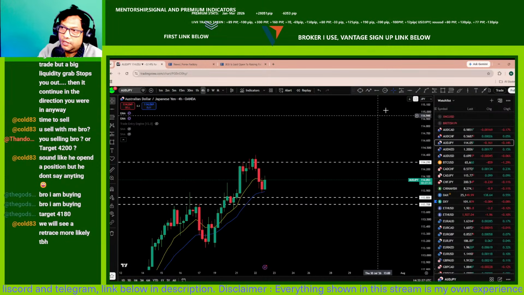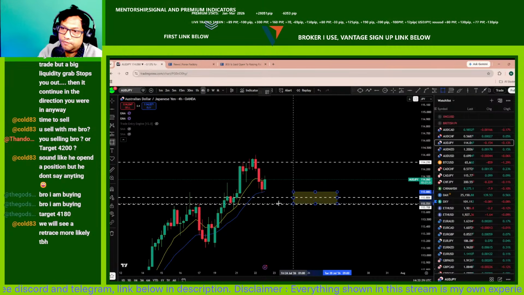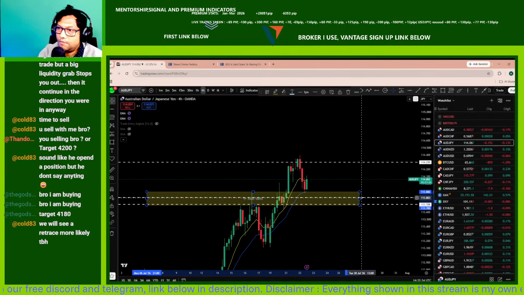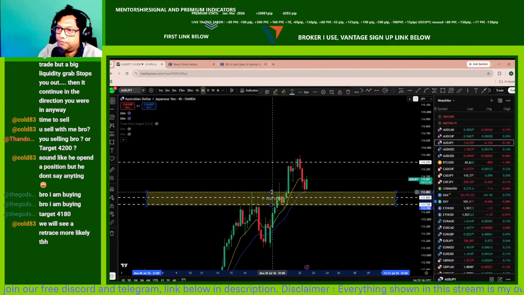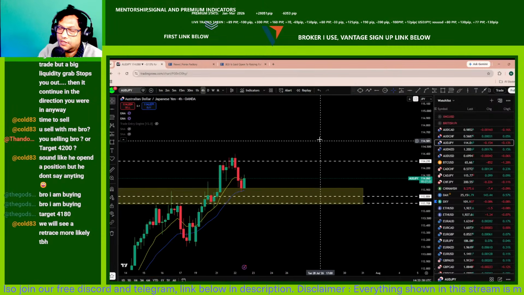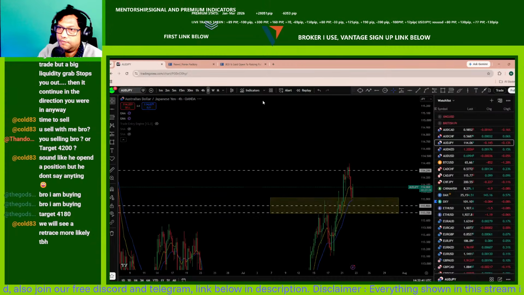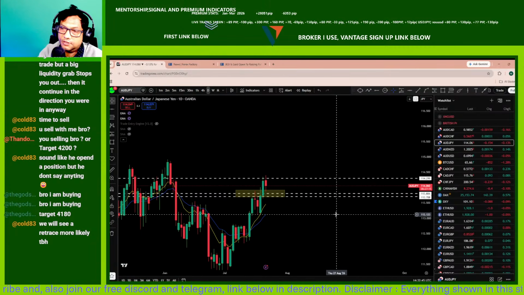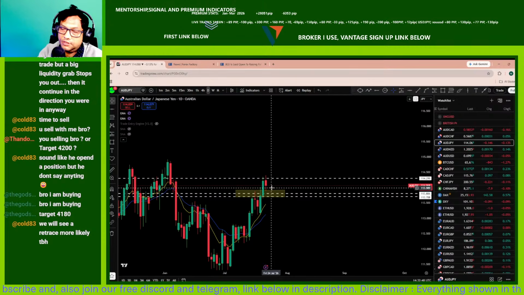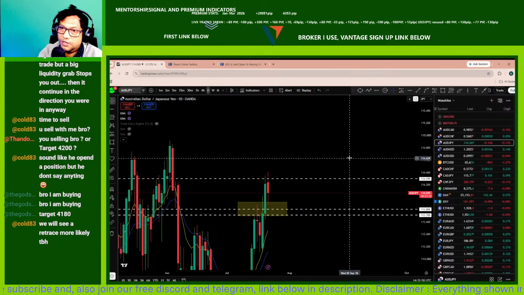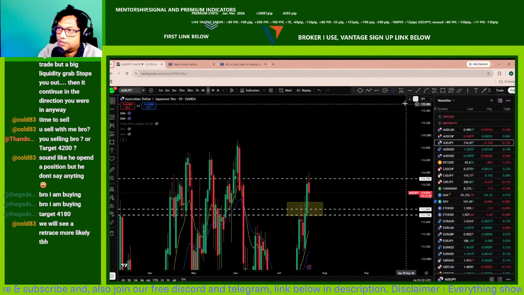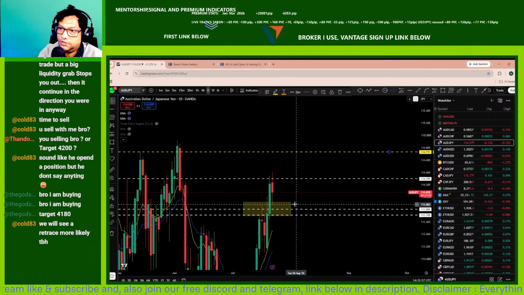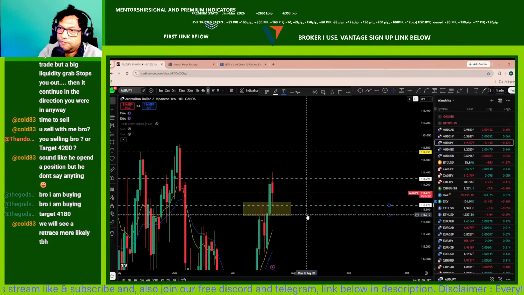AUD/JPY has tested the support here, trying to bounce off this level. This is the current support, and from the daily, if you look, today is the last day. This is the daily price action, and with the upcoming AUD data, the market might try to bounce off this. This is the recent level of resistance. This is the daily support.